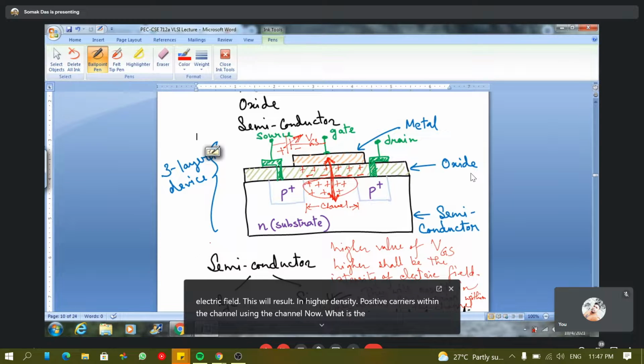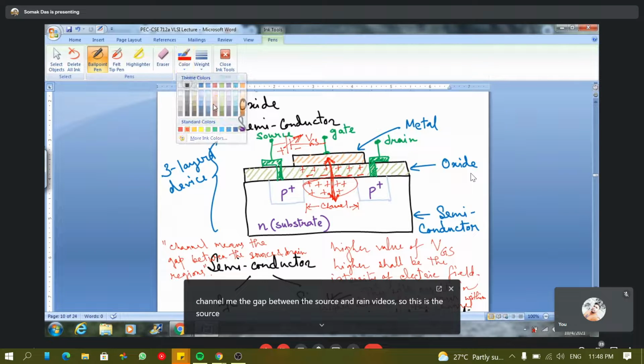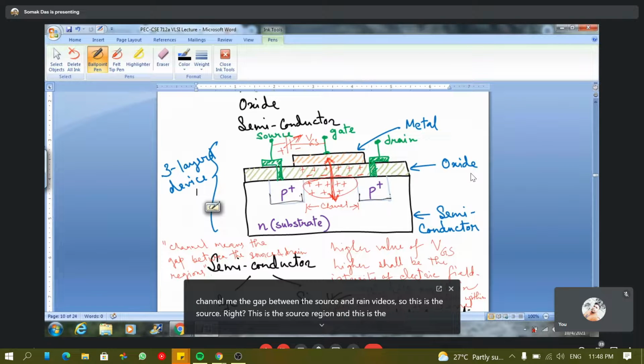Now, what is the channel? Channel means the gap between the source and drain region. So this is the source, right? This is the source region and this is the drain region as per our consideration. So channel is this gap.